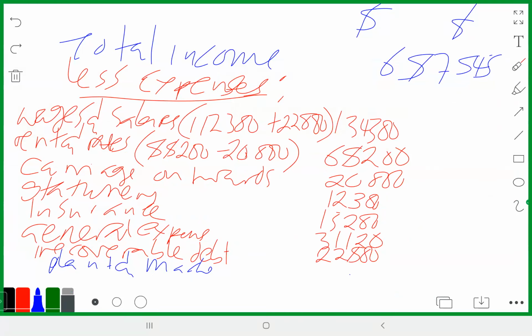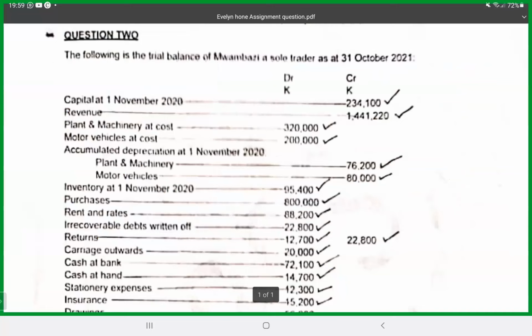Someone had asked me to comment on depreciation. Is the person following? Is everyone following? People are following. So that's how you do depreciation on a straight line method. But what about the other one, the reducing balance method, for motor vehicles? Just write M and V, motor vehicles.